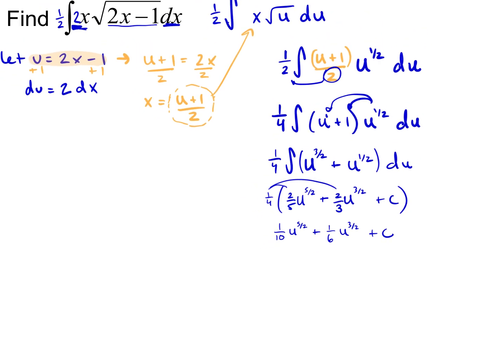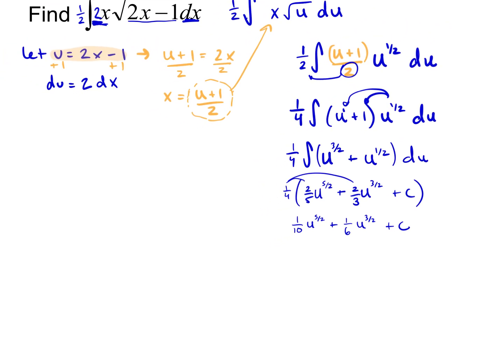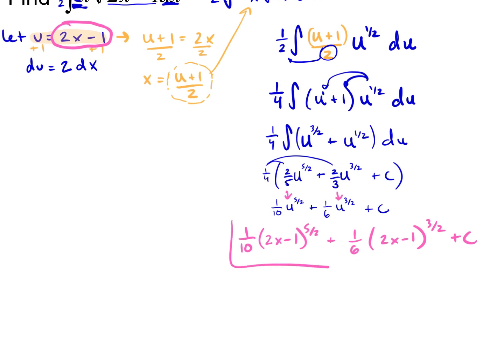The very last thing we need to do is substitute the x's back into our u's. So we said that u was equal to 2x minus 1. So I'm going to plug in 2x minus 1 back into the u's here. So I have 1 over 10 times 2x minus 1 to the 5/2 power plus 1 over 6 times 2x minus 1 to the 3/2 power plus c. So this would be our answer.